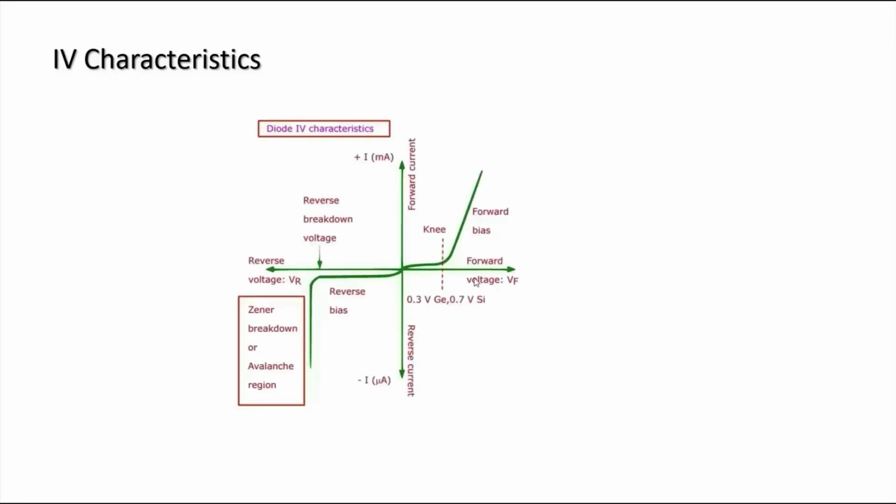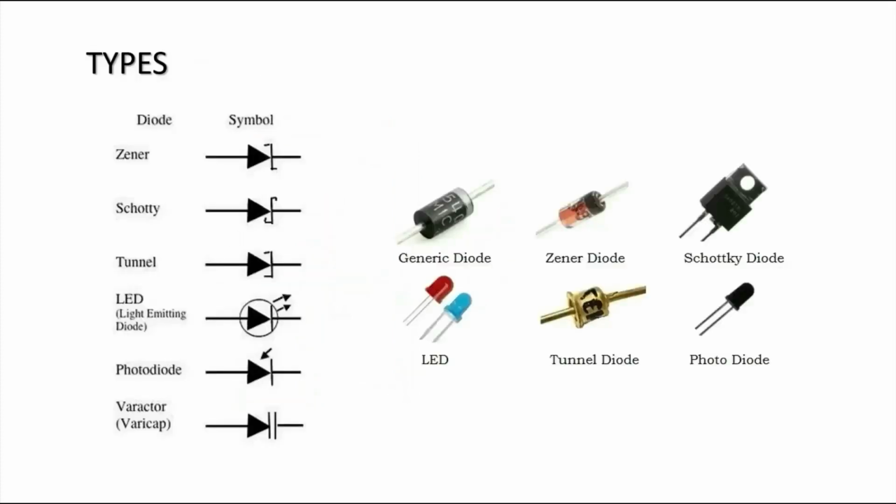IV characteristics of a p-n junction diode. We already know that there is a flow of current in forward bias and there is no current flowing in reverse bias. Here we can see a small amount of current is flowing. It is due to the drift of the minority carriers, and at this particular voltage a large amount of current is flowing due to the breakdown of the diode. This is known as reverse breakdown voltage. Zener diodes, Schottky diodes, tunnel diodes, and LEDs are just examples of different types of diodes.